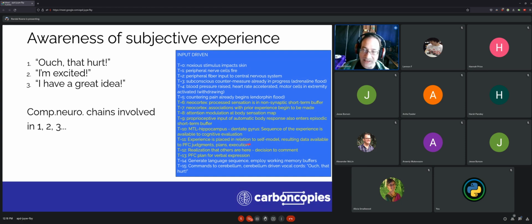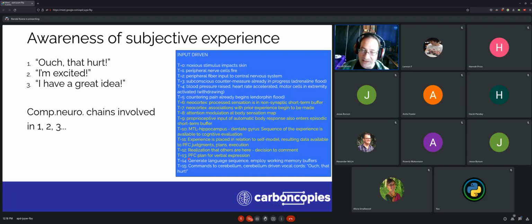Experience is placed in relation to the self model. Resulting data is available then to prefrontal cortex judgments, plans, and execution. At that point, you have produced what we might call the realization, for example, from your other memory that you had, that, oh yes, there are others in the room here while this is happening. So you decide to comment on your experience. That's your plan. That's your big plan now.